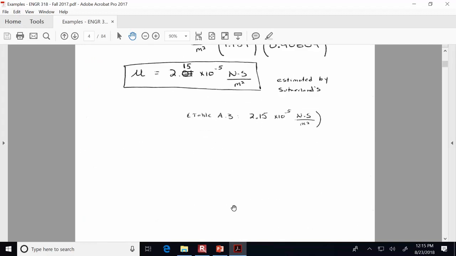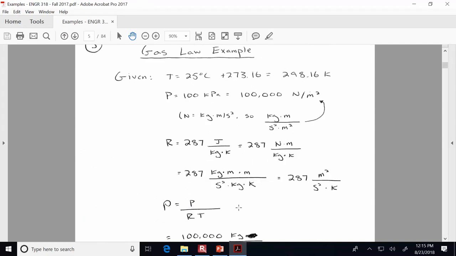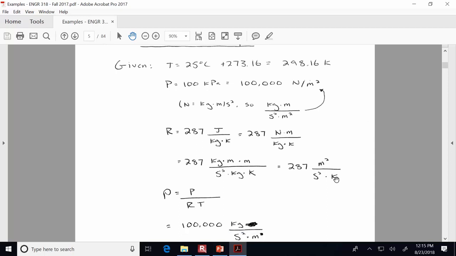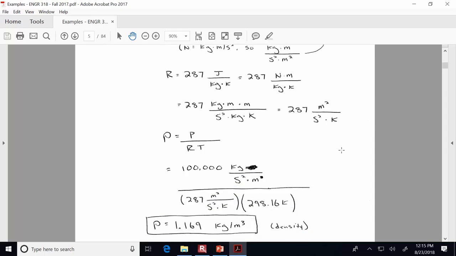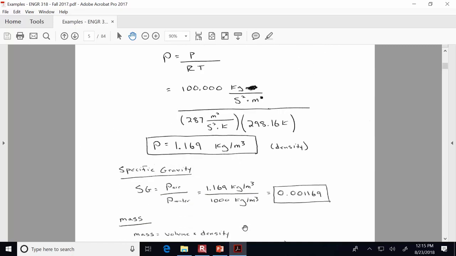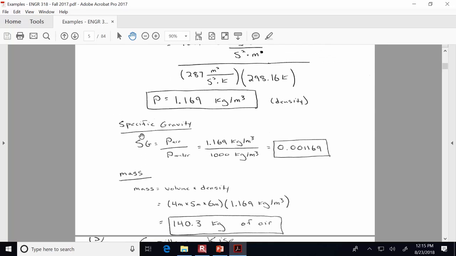So let me put here on the screen how you'd calculate, first of all, given all of this information, you'd convert from Celsius to Kelvin. Here's the R value, and just for fun, I show you what the units are if you break that down from joules per kilogram Kelvin into its base units. So you can calculate using that formula for density, the density of the gas. And then once you know the density, remember the definition of specific gravity is just the density of something relative to water. So here's the specific gravity, and then you could also calculate the mass of air in the room by multiplying it by the room's volume.